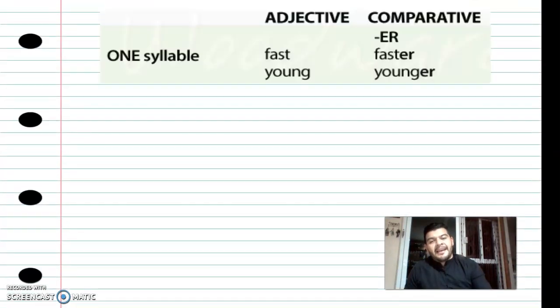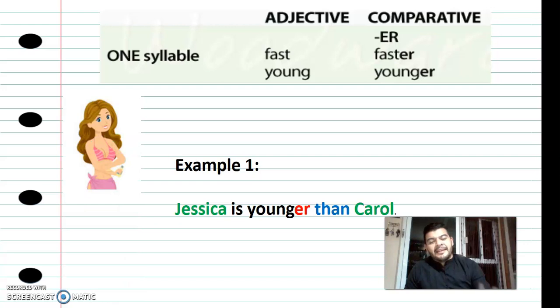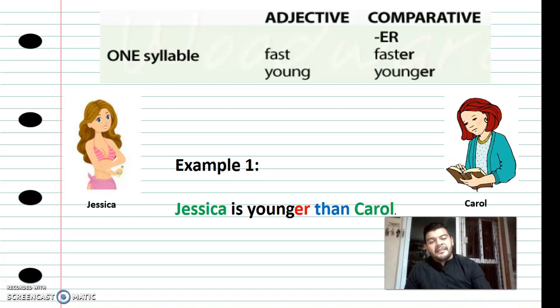All right? And look at this. We have another example. Yes? The second adjective is young. Look at this. In one side, we have Jessica. And in the other side, we have Carol. This is the second example. Jessica is younger than Carol.